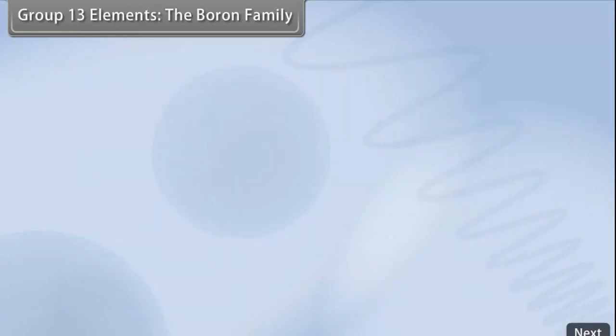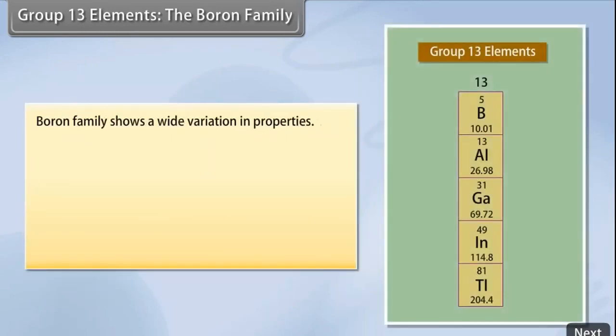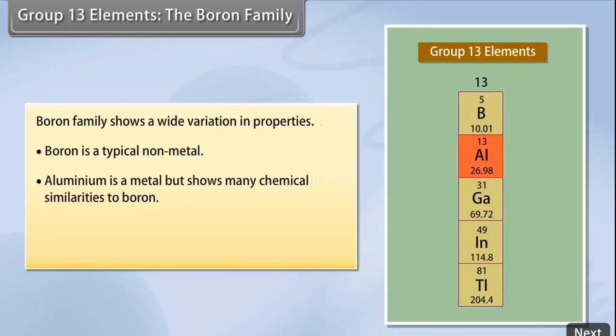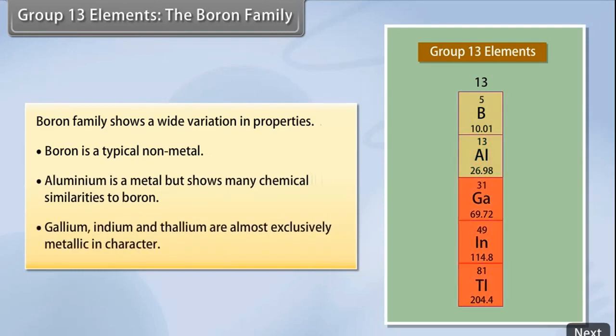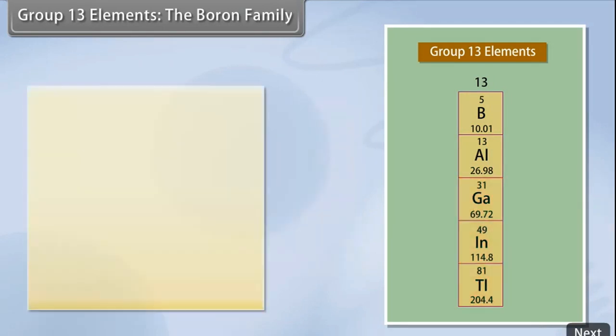Group 13 elements. The boron family. The boron family shows a wide variation in properties. Boron is a typical non-metal. Aluminium is a metal but shows many chemical similarities to boron. Gallium, indium, and thallium are almost exclusively metallic in character.